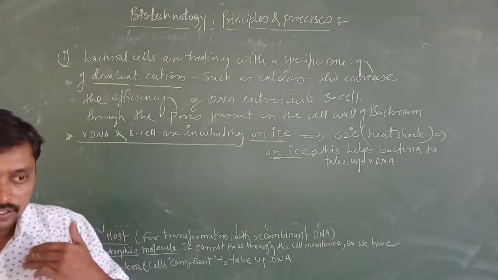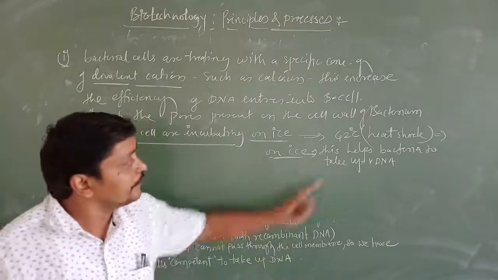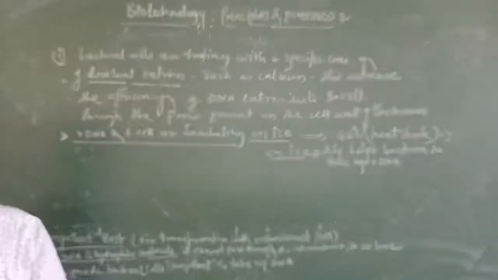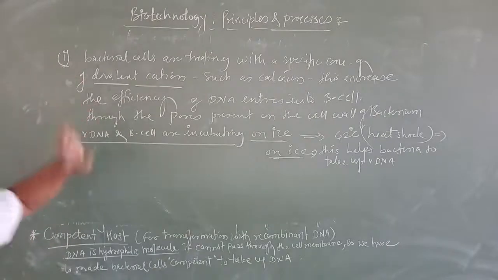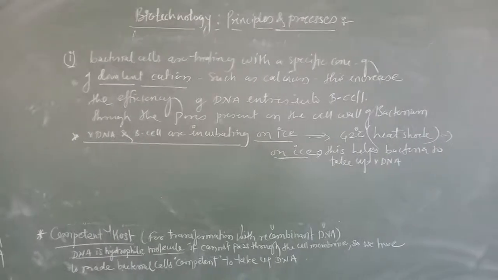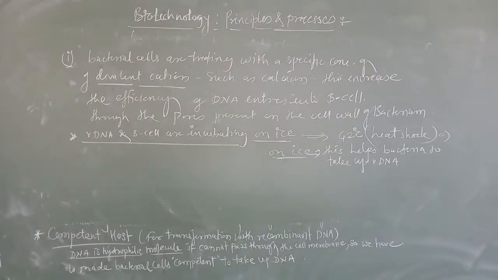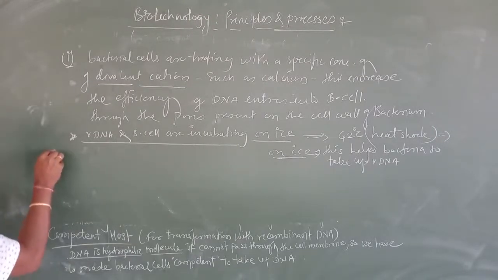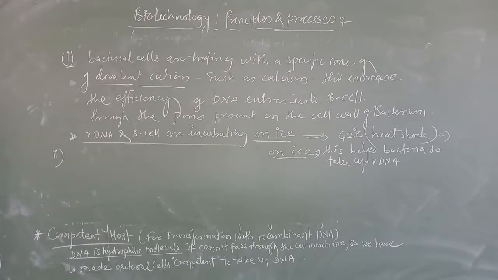It makes itself able to take up the DNA. This is the first method, where we make the bacterial cell competent to take the rDNA. Understood? This is the first one. Now the second one we are going to discuss is microinjection.